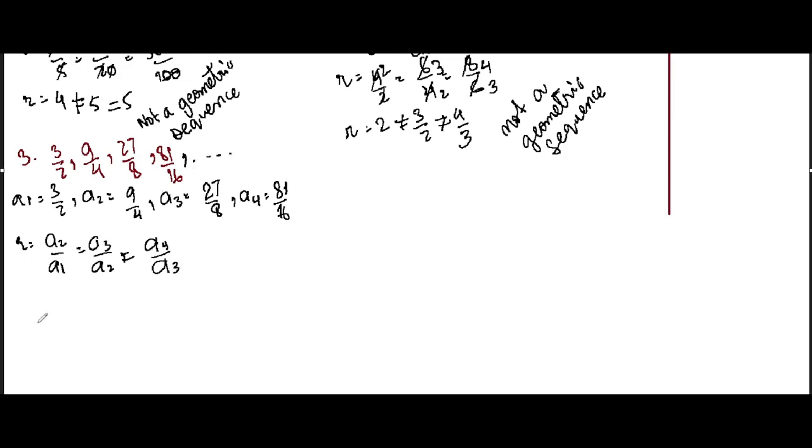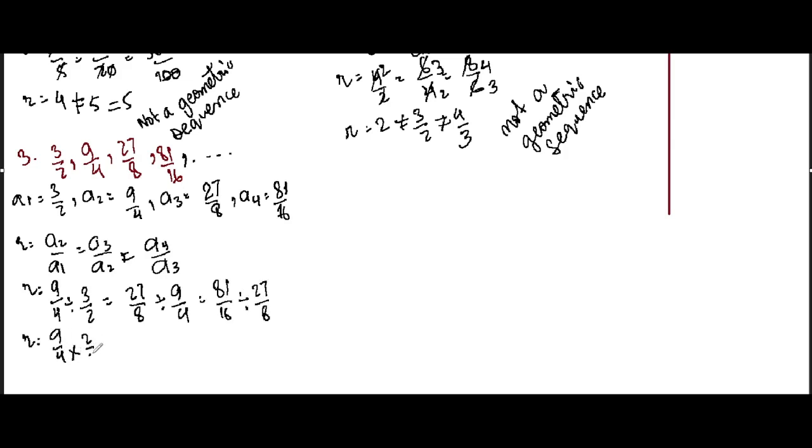and so on. Okay, r is equal to a2, which is 9/4 divided by 3/2, is equal to a3, which is 27/8 divided by 9/4, is equal to 81/16 divided by 27/8. Now r is equal to 9/4 multiplied by 2/3 is equal to 27/8. We are just taking the reciprocal by changing this sign into multiplication and then reversing the numerator and denominator.